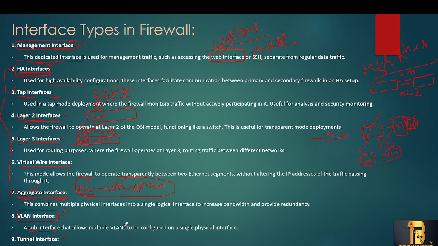We have discussed VPN support, the IPsec VPNs and remote access VPNs. For that we need a tunnel interface. By configuring a tunnel interface, it will form a logical tunnel between your sites, and this tunnel interface will be helpful to send information and traffic securely between your sites or between your networks. So these are the multiple interface types that we have in the Palo Alto firewall.